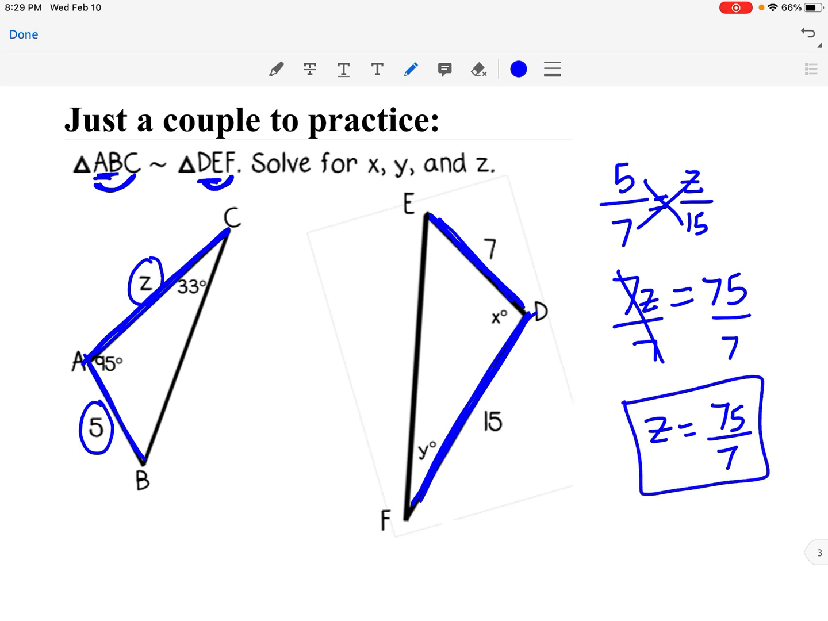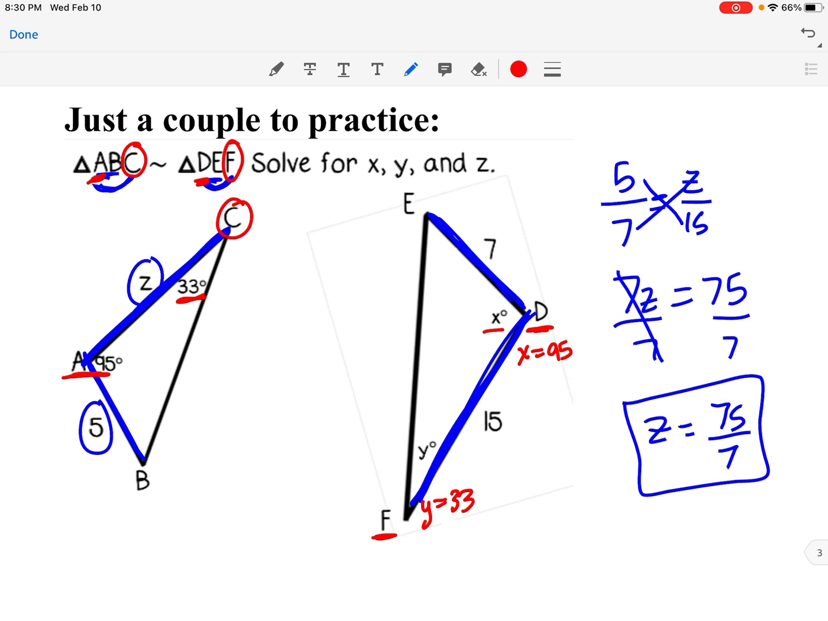There's my z. All right, now I need to go back and find my angle. So I'm looking for x. Let's do that one. So x is angle D. So looking at angle D up here, that should be corresponding to angle A. So looking at angle A over here is 95, so we can just say x is 95. And same idea for F. Angle F, if we look at F right here, that corresponds with C because they are both third. So C over here is 33 degrees. So we can just say y equals 33. And then we're good to go.